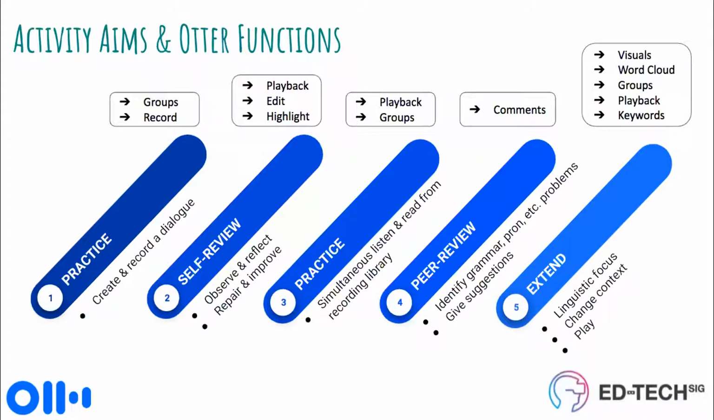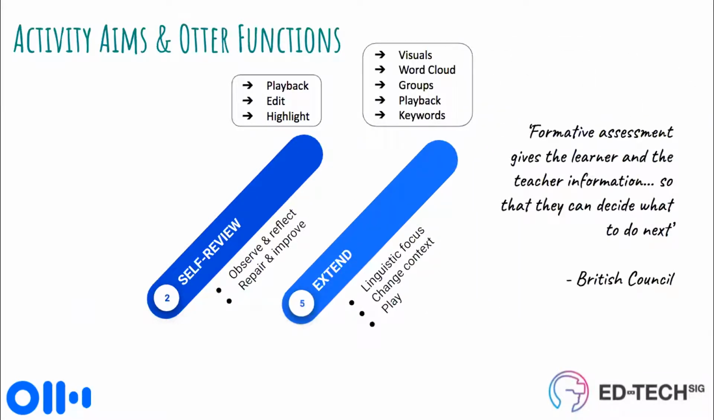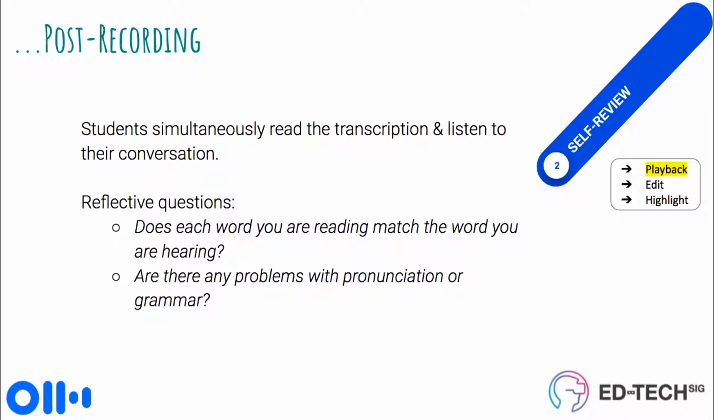This whole task hinges on feedback and self-review, peer review, and then teacher review, which can be as minimal or not as you like. However, today being quite a brief run-through of how I would actually deliver this task from start to finish, I'm just going to focus on the self-review and extend stages of the task, and particularly those functions that you see there, playback, edit, visuals, and so forth, just to show you what you can actually achieve with Otter. So imagine now that the students have finished writing and recording their dialogue, and it's time for them to complete their first review.